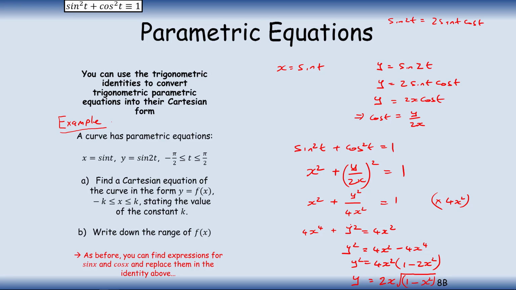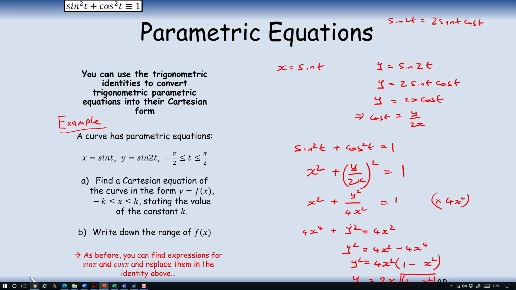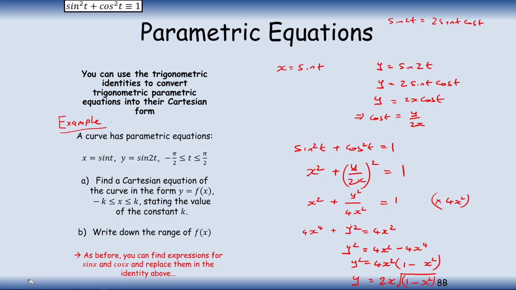That's not a 2, there shouldn't be a number here. I've taken a 4 out. I'll just rub that out. A little error there. There we go. Get back to my red pen. There you go. So that should just be 1 minus x squared.